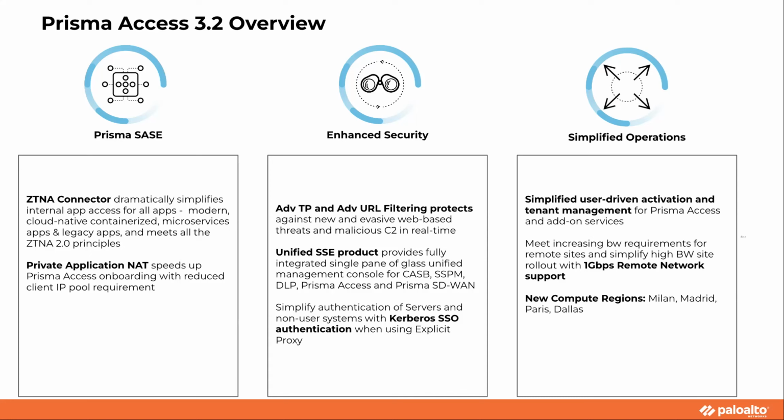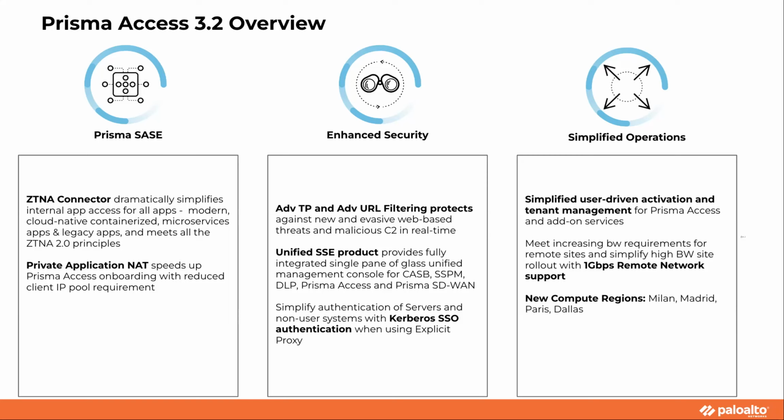And the second one is advanced URL filtering. Advanced URL filtering provides best-in-class web protection, and it does that by augmenting the capabilities of the existing URL database with real-time web protection to contain phishing attacks, which are more evasive and cannot be recognized using a URL database alone.